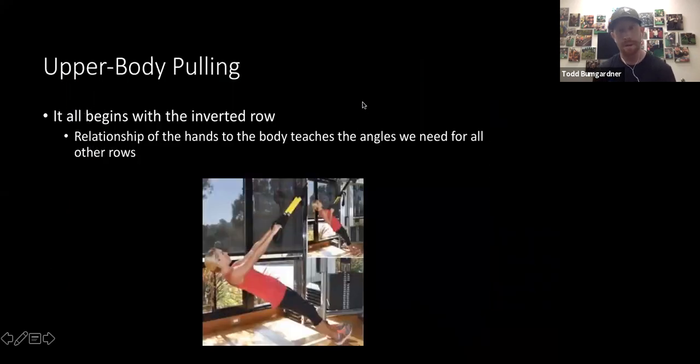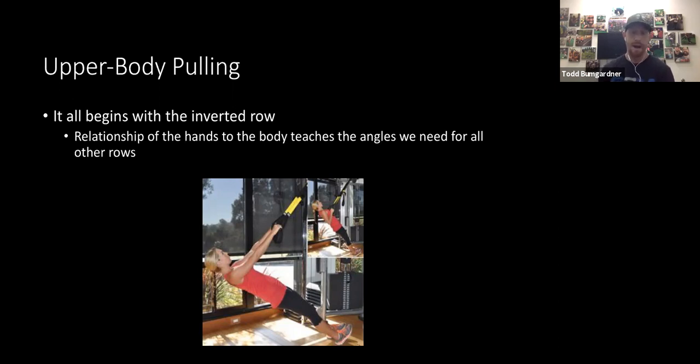So with upper body pulling, for us, it always starts with the inverted row. And this is just an inverse push-up. We go to the same position. Your hands and your angle should be the same. You should be pulling to that same position that we have with the push-up, with our elbows about 90 degrees, or slightly less. And we should stay in a plank the whole time. That's really all it is.